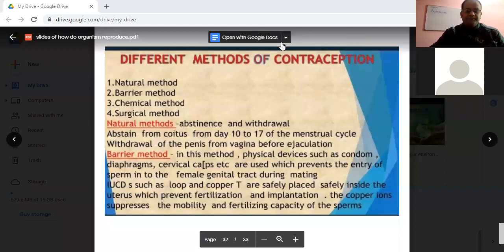And today our topic of discussion is reproductive health. In our last class, we discussed reproductive health. Then we were about to discuss the different methods of contraception. Last day, we discussed what population explosion is, what the reasons for population explosion are, and how population explosion can be controlled.